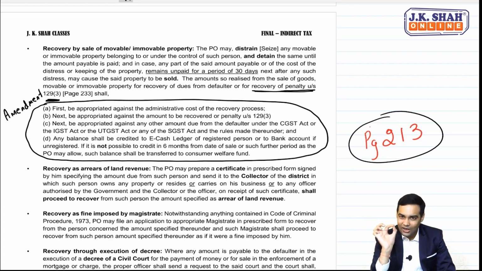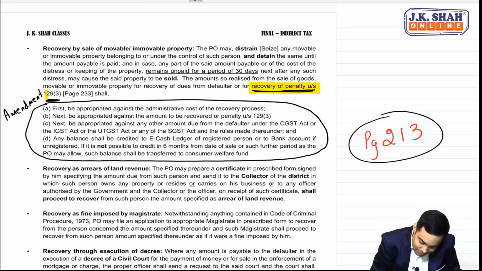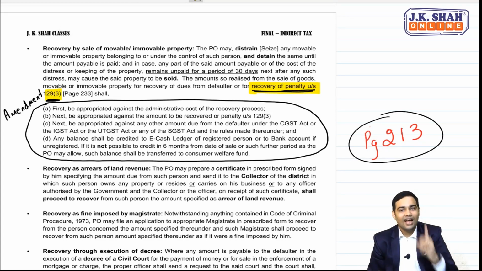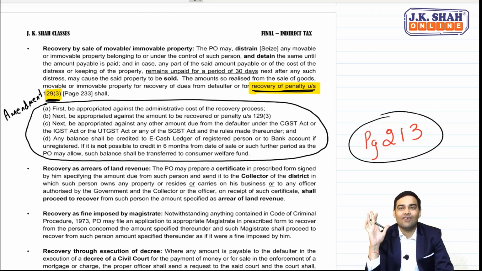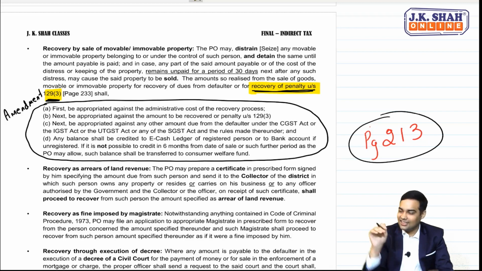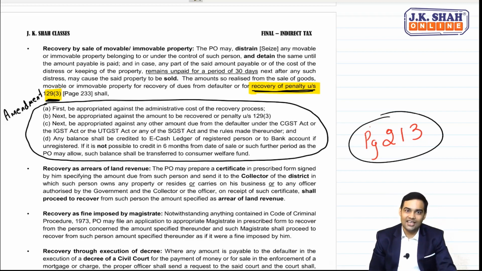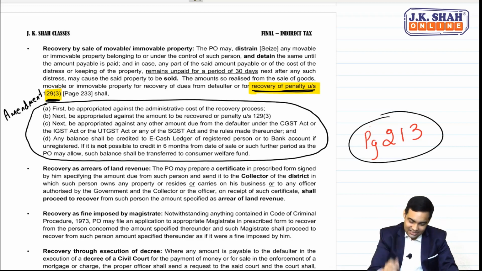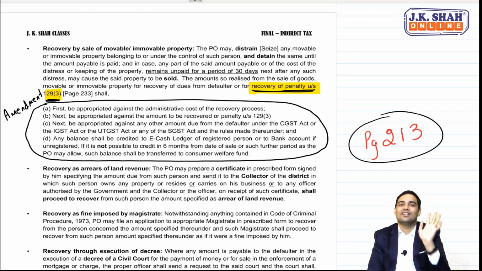What has been added? Now department can do this even for recovery of penalty under 129.3. Sir, what is this section 129? I told you, we are going to discuss it in detail. Major overhaul has taken place in 129. If I am liable to pay penalty under 129, that is, goods were moving during transit and documentation was not correct, then penalty under 129 is applicable. Department can initiate this proceeding even for recovery of penalty under 129.